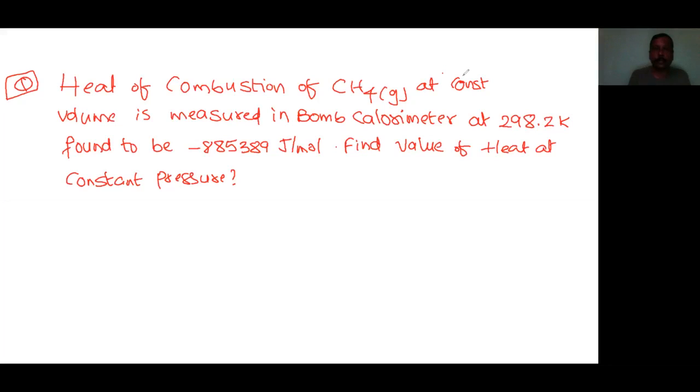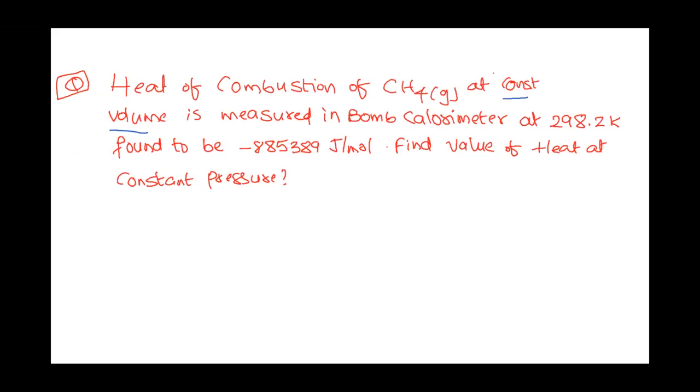Okay, next question is here. Heat of combustion of methane at constant volume, measured in a bomb calorimeter at 298.2 Kelvin, is found to be this much. All of you should remember, constant volume means related to internal energy, and constant pressure will be related to enthalpy. Find the value of heat at constant pressure. Now you can try and let me check.